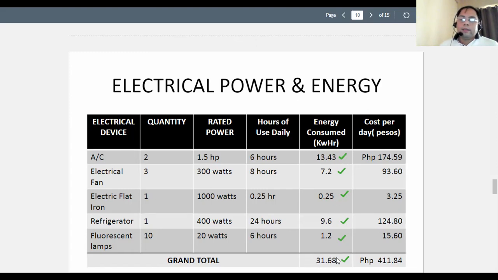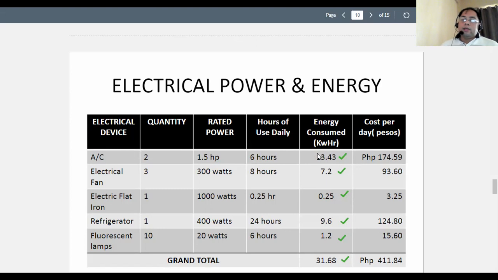Now maybe this is not exactly true in real life because there are energy saving devices inside your aircon, because your aircon switches itself off once it is very cold already.